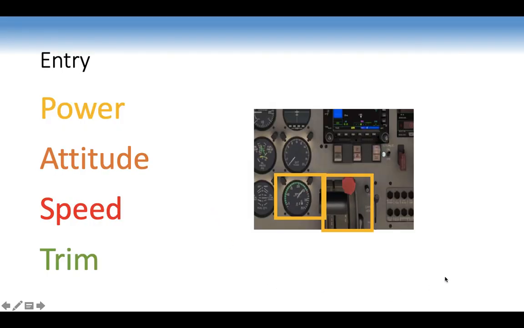So entry is done using power, altitude, speed, trim. Power we set using our tachometer over here, or the RPM. You can set the RPM, and whenever you change power, you have to do something with your feet. Remember, when you're increasing power, you increase the slipstream effect, so you need to apply a little bit of right rudder. Decreasing power, you need to apply a little bit of left.